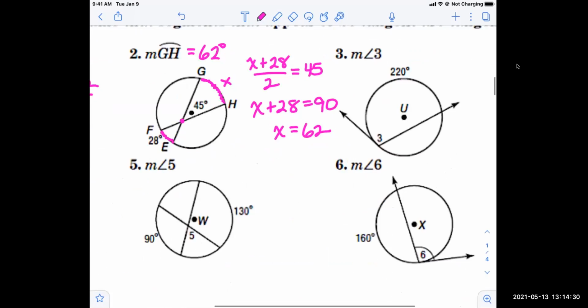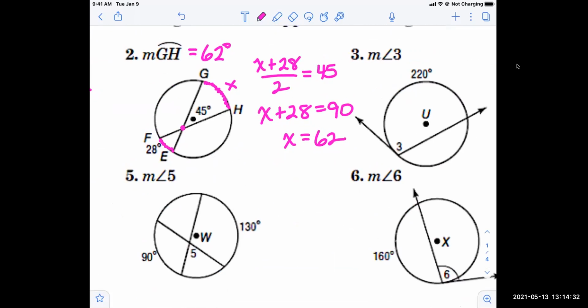All right, number 5. Where's the vertex of the angle? Inside, on, or at the center of the circle? Riley, where's the vertex of the angle? Okay. Now, they're wanting you, see how they gave you the 90 and they gave you the 130? They're wanting you to find angle 5, which is not actually the one that's kind of corresponding to those arcs, right? Thoughts about what to do?